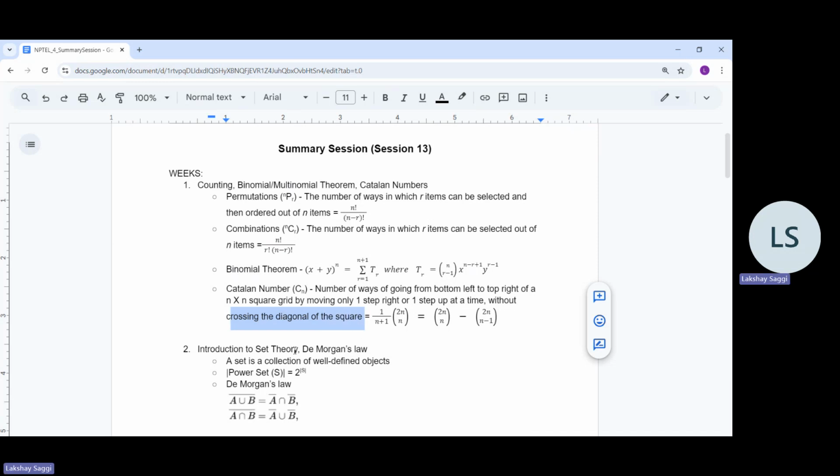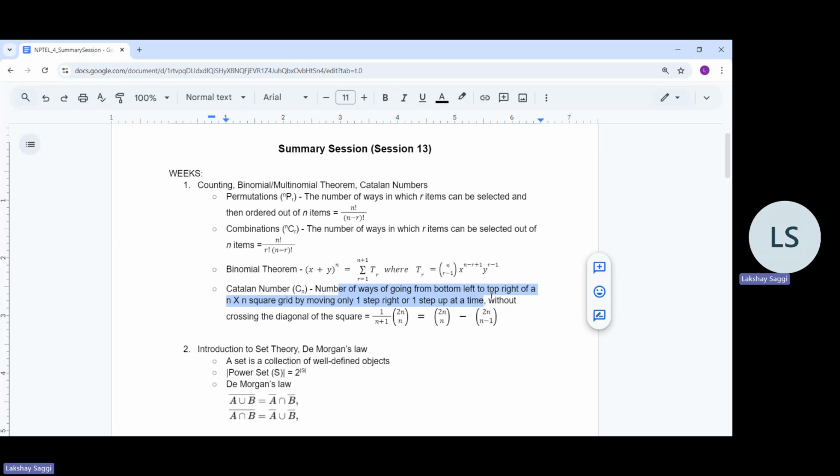Note that suppose we are not given this restriction, and we just need to find the number of ways of going from bottom left to top right of an n cross n square grid by moving one step right or one step up, then it was rather an easier problem. For that, we can just say that I need to take n right steps and n up steps, and I can do these in any order. So there are n right steps and n up steps, and in how many ways can I arrange these amongst themselves? This will just be n plus n choose n. So it would come out to be 2n choose n if the problem was just this much.